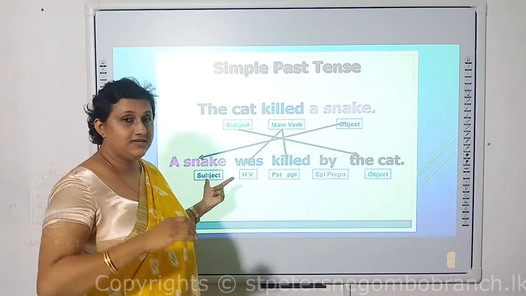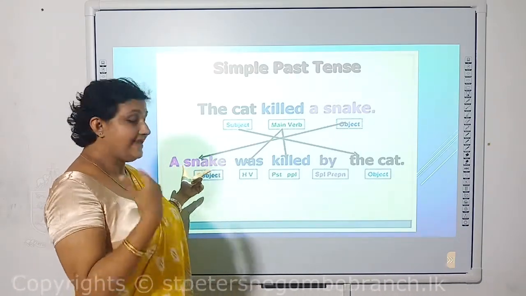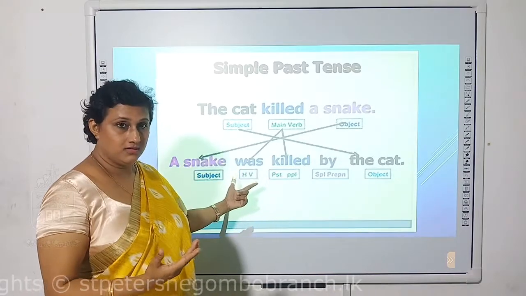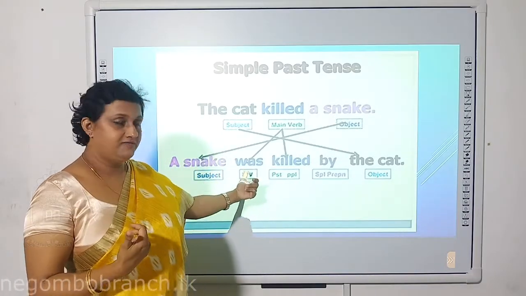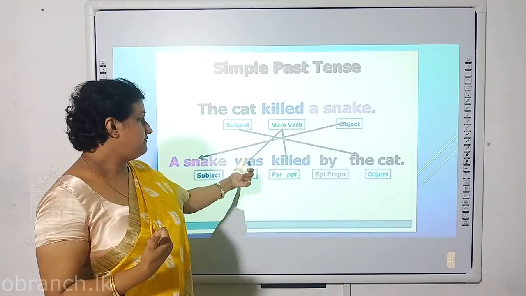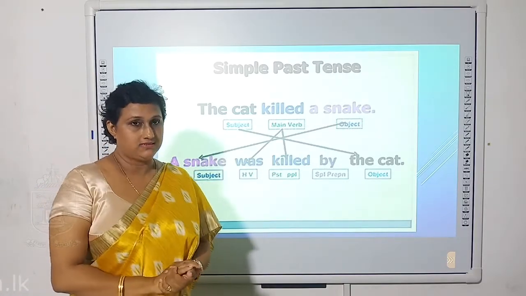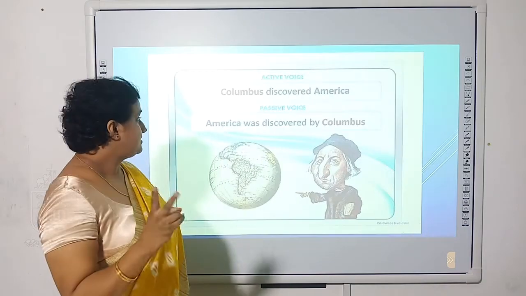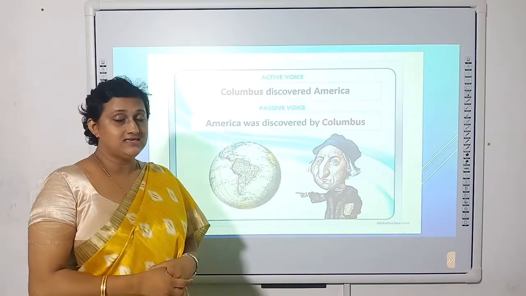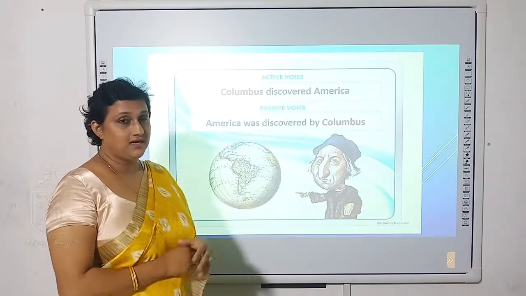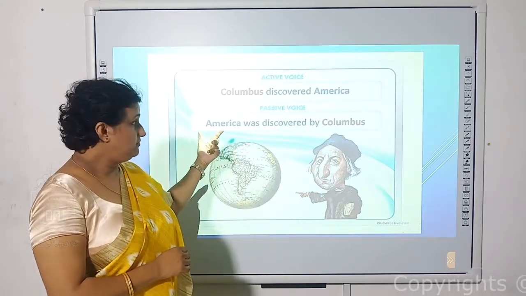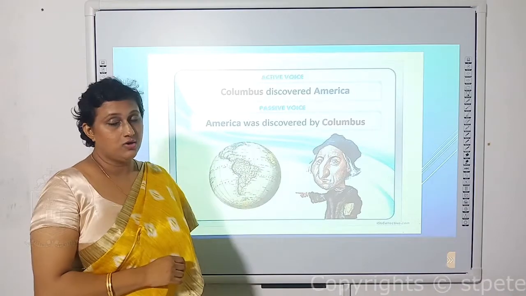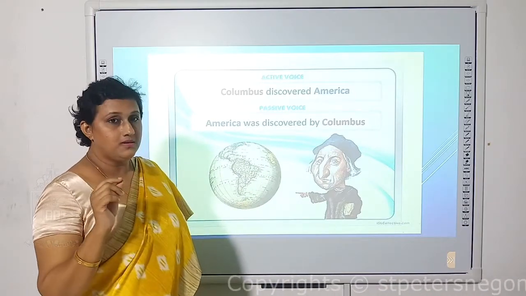According to the subject, it differs. If it is snakes, then it has to be the be verb. Because this is singular, they have used the be verb was. The snake was killed by the cat. Okay. Now we'll move on to our second example. Columbus discovered America. Again, the word discovered is there. America has come to the top. America was discovered by Columbus. This belongs to simple past tense.